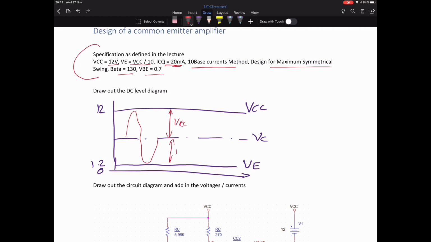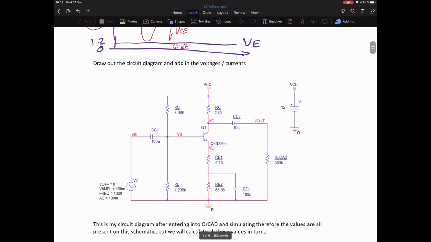So the top part is VRC, then we have VCE, and at the bottom we have VE. That's how we are using all of our power supply, our 12 volts. We're splitting it in lots of different ways. So 6.6 volts is the value for VC. That's what we're actually going to use in our design calculations. This diagram should help you ensure you get everything correct.